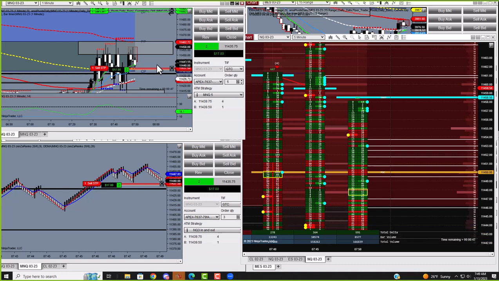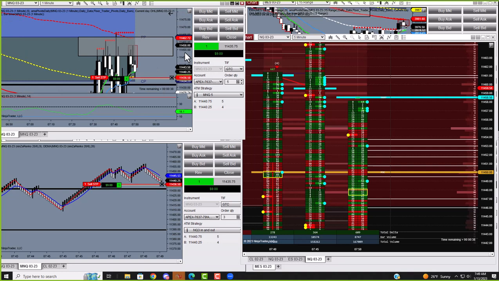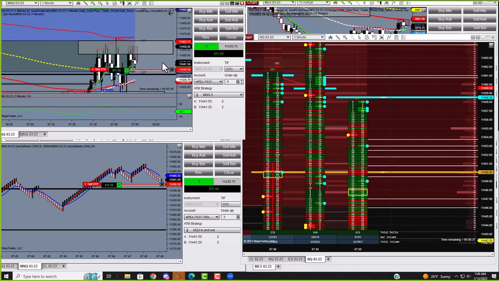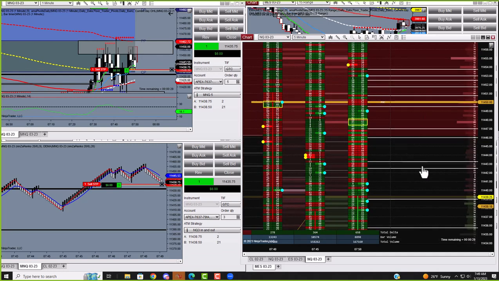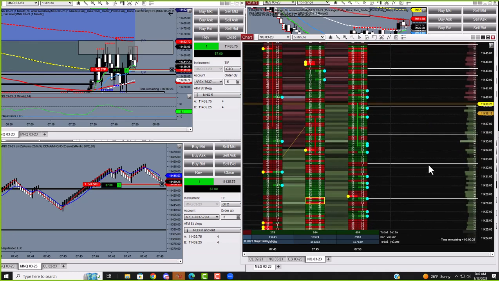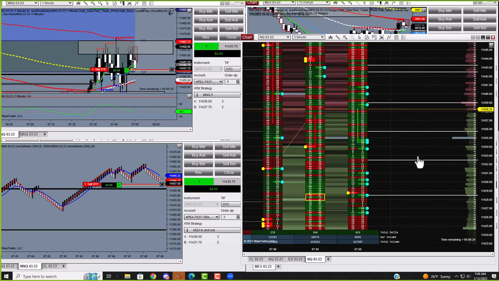Look at the 5-minute wick. This is nuts. 5-minute bar is crazy. Stop filled, stopped out of one. Do they take the other one? Yeah, they're going to get it. 290 buyers. Stop filled. Stop filled.